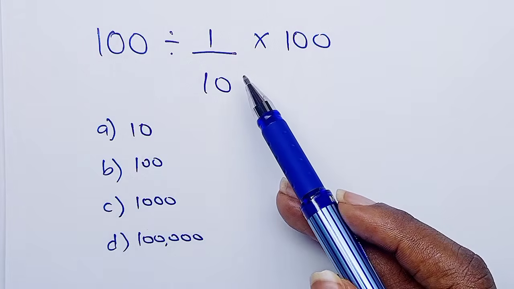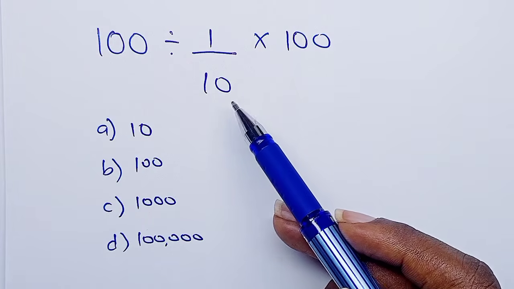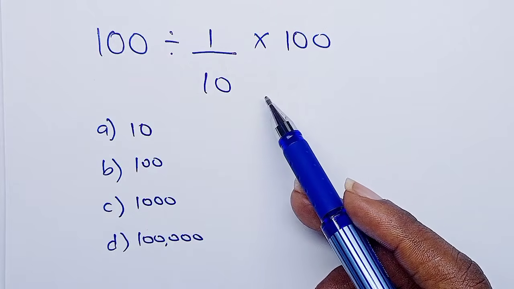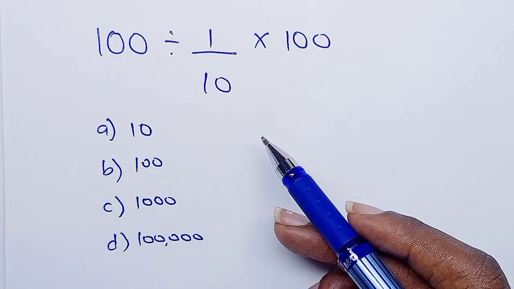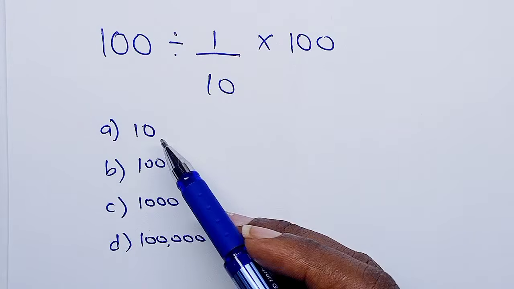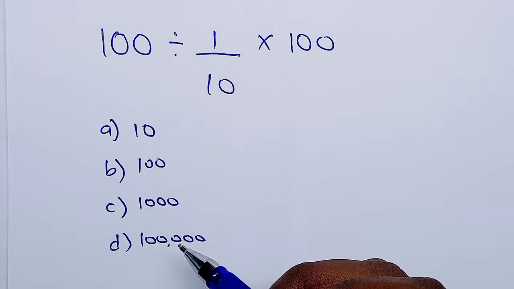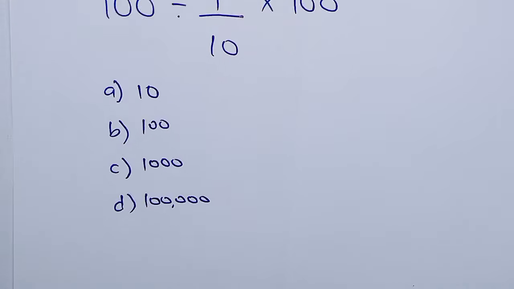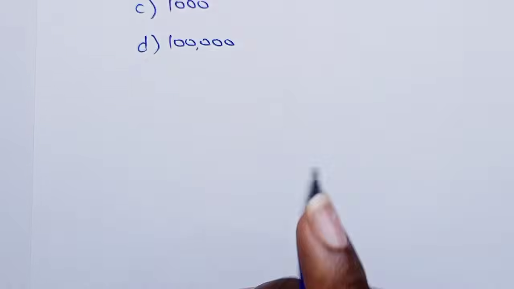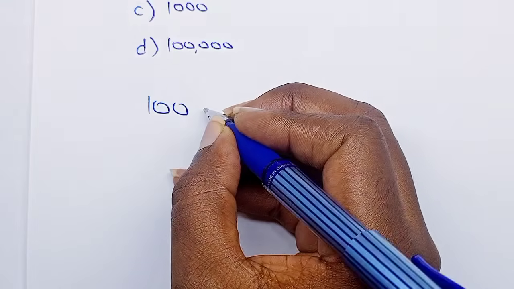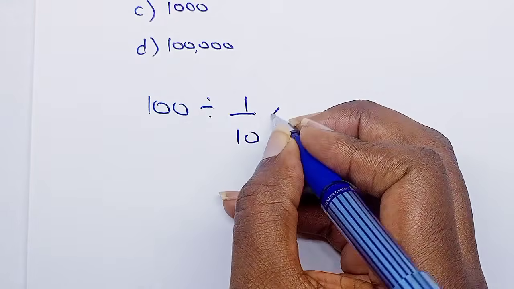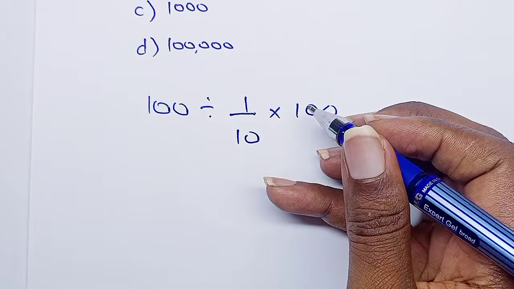100 divided by 1 over 10 times 100. What is the answer? Is it A, which is 10, B 100, C 1000, D 100,000? Let's see what we get.